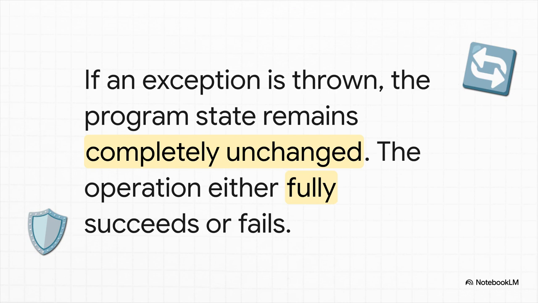The highest level of promise you can make is the strong guarantee. This is the all-or-nothing promise. It says that if an operation fails and throws an exception, the state of your program is rolled back completely. It's as if the operation never even started. This is perfect for things that have to be atomic, like a bank transaction.